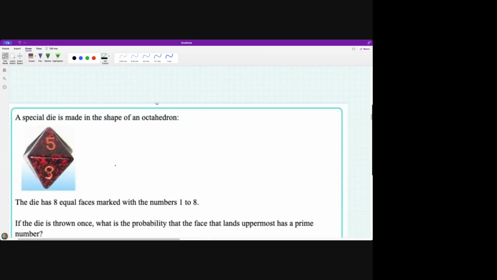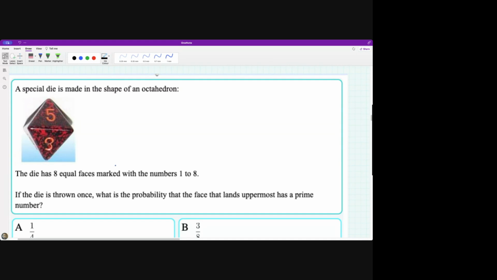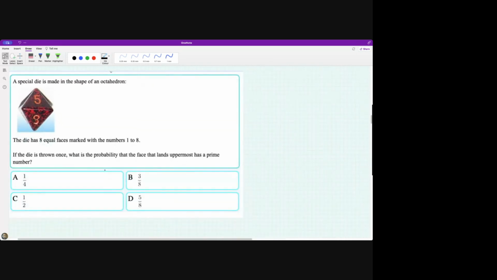Here is a special dice. It is an 8-sided die. And the question is, if this dice is thrown once, what is the probability that the face lands with a prime number facing upwards? Which of the 4 options do you think has a prime number? What is the probability of a prime number landing face upwards?